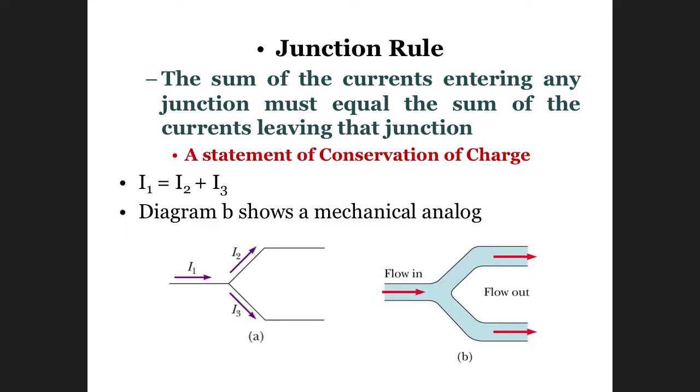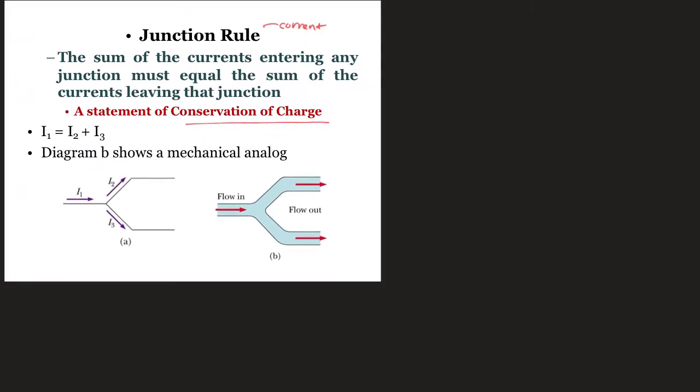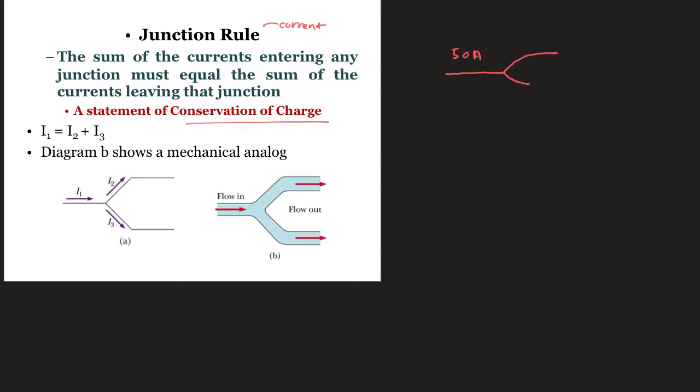Okay, so let's start with the first rule, which we call the junction rule, and this junction rule relates to the current. It uses the concept of conservation of charge. For example, if you have a junction where the current coming in is 50 ampere, and the currents here are I1, I2 and I3.